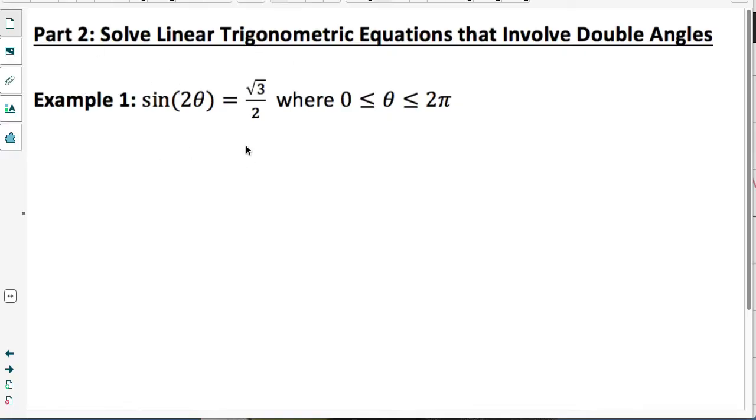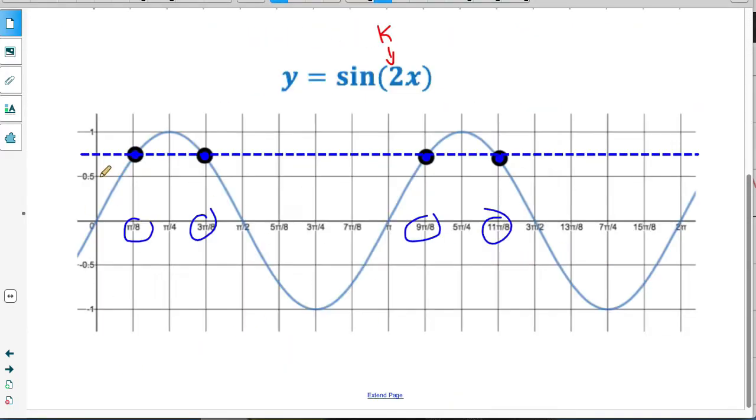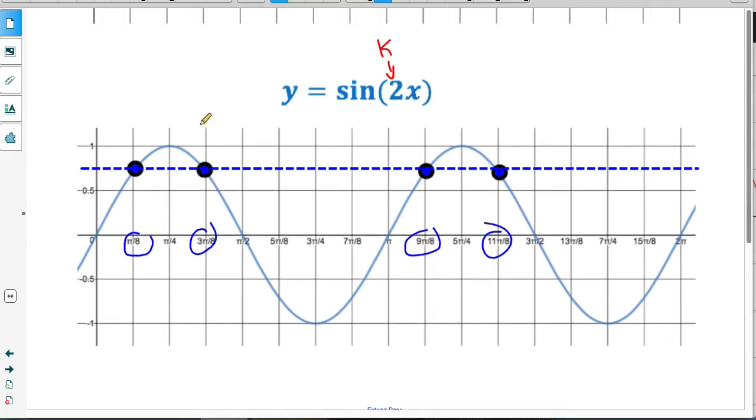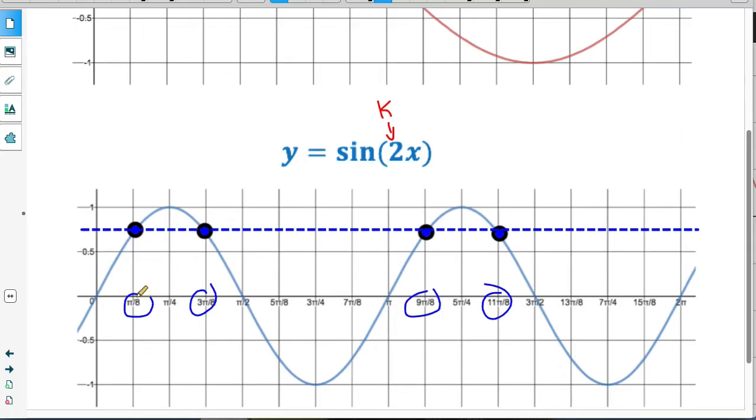But before we do that, I just want to backtrack to the graphs of sine x and sine of 2x so that you can understand the relationship between the answers to those equations that we were working with. So here's the graph of sine x, here's the graph of sine of 2x, and what I have circled are the solutions to the equation sine x equals 1 over root 2 and sine of 2x equals 1 over root 2. That's what we worked through in the investigation.